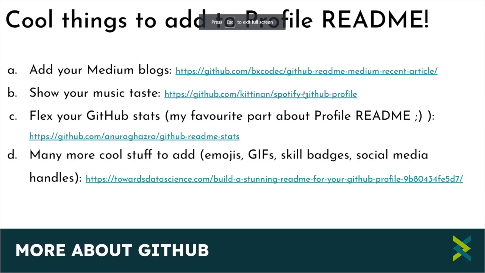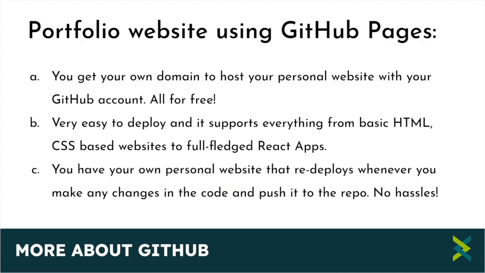So this is something about the GitHub profile README. Here are some more things which you can add if you want to. If you're a blogger, you can add your blogs from your Medium account. You can even add your Spotify last played to your GitHub profile. So you can add a lot of things, and you can just explore them. You can do even more searches on Google, and you will find a lot of things you can add, right?